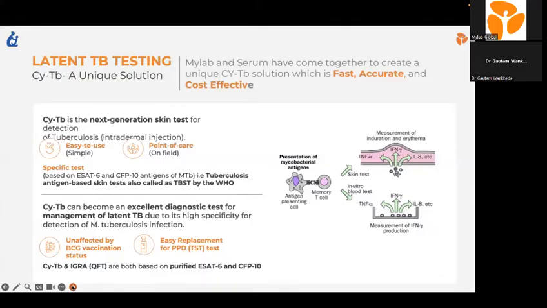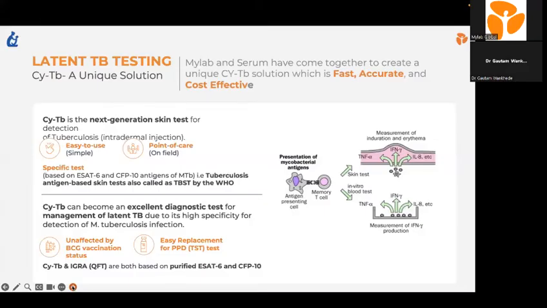But what is different over here is, unlike the proteins used in TST, which cross-react with BCG vaccine, over here we use ESAT6 and CFP10, similar proteins as used in the IGRA assay. Because of that, there is no cross-reactivity with a person who has been vaccinated with BCG in the past. That's why PSI TB has become a very good test for the diagnosis and management of tuberculosis. It is unaffected by BCG vaccination. It is an easy replacement for an age-old test known as the PPD or the Mantoux test.